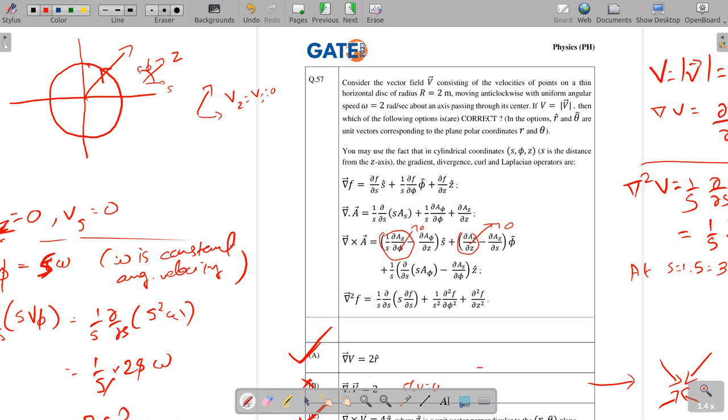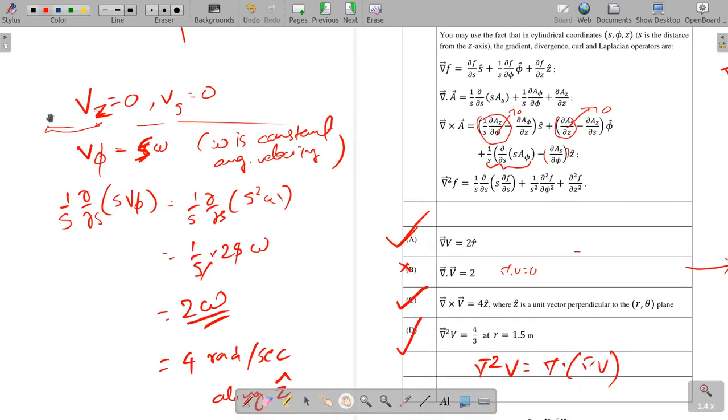Here also this term will be 0 again, due to the fact that there is no component of velocity in the s component and z component. So the only contributing term will be this particular term, so we just have to calculate this term. I have written it down here.